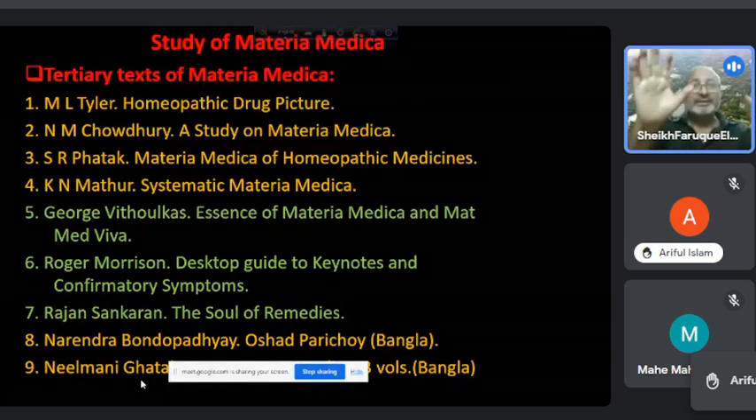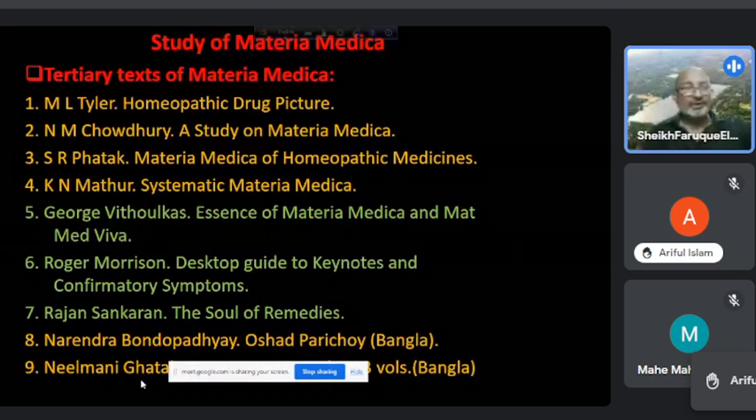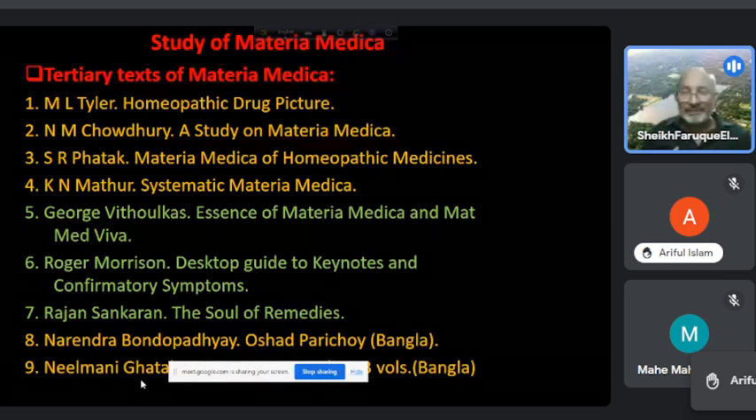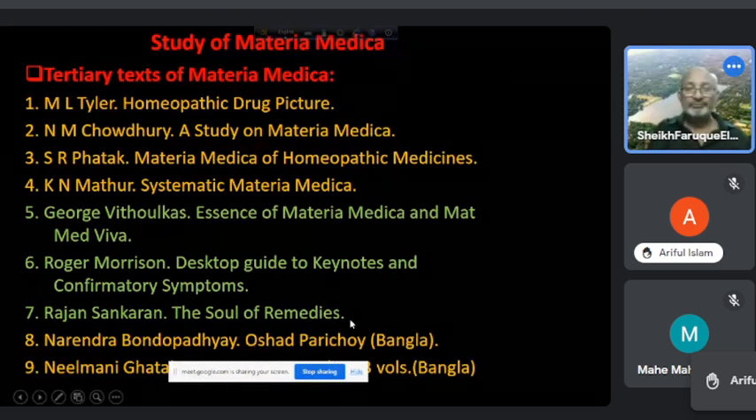But these are all tertiary texts. You find Nilmani Ghatak will say, oh, Dr. Kent said, Dr. Farrington said, Dr. Adler said, Nash said. It means they took their information from the secondary texts. So if you can read secondary texts by yourself and even the primary text, no need to pursue these books. But if you cannot, okay, this book will help you.